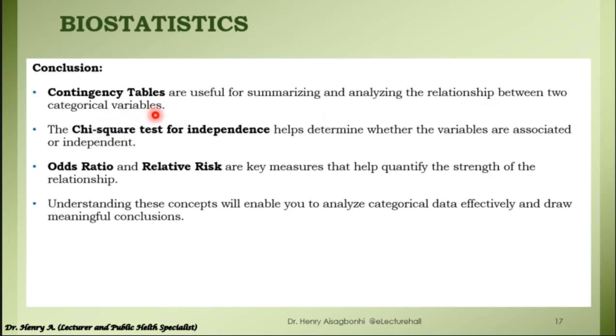So let's see in conclusion, contingency tables are useful for summarizing and analyzing the relationship between two categorical variables. While the chi-square test for independence helps determine whether the variables are associated or independent, the strength is where odds ratio comes in, and the level of risk is where the relative risk comes in. That is, on the event that a thing will occur. Now, the odds ratio and relative risk are key measures that help quantify the strength of the relationship, that is, to what extent it can occur.